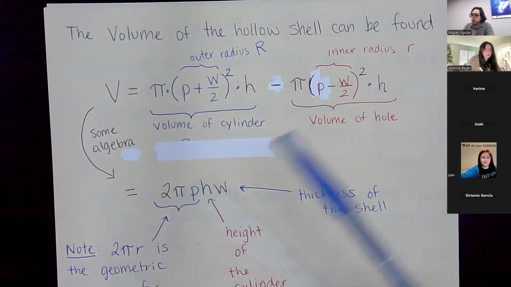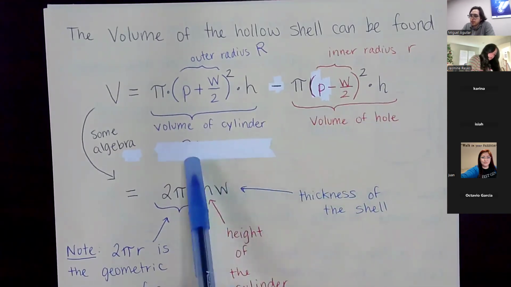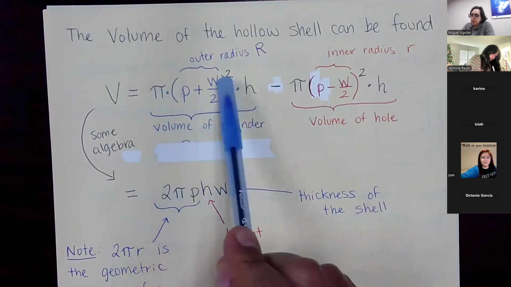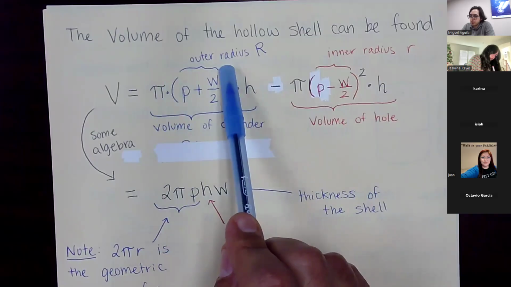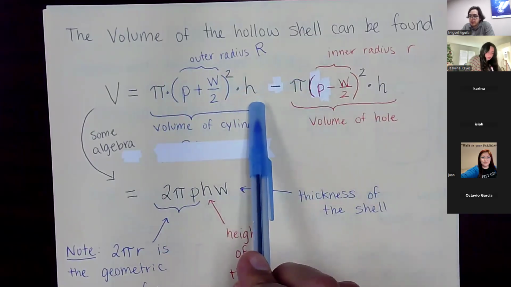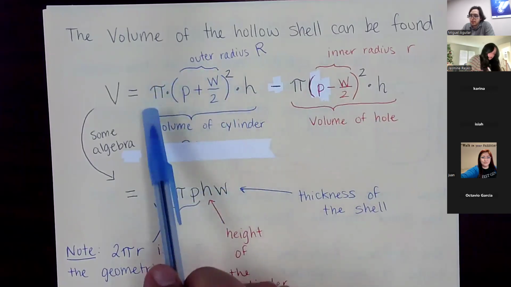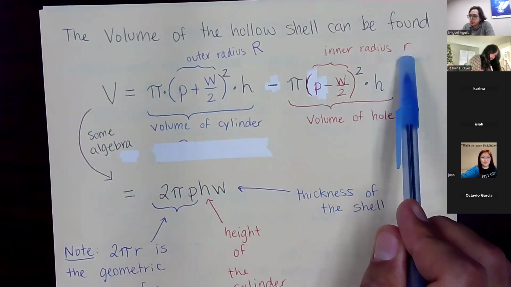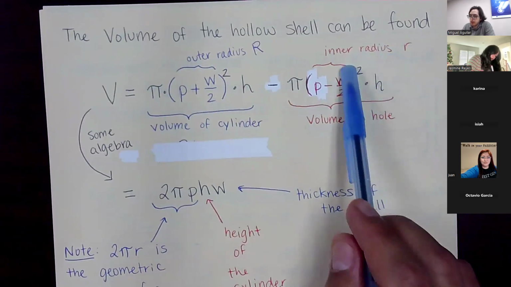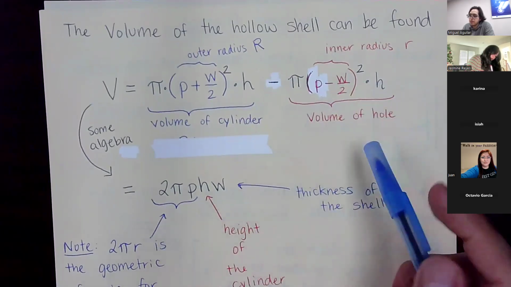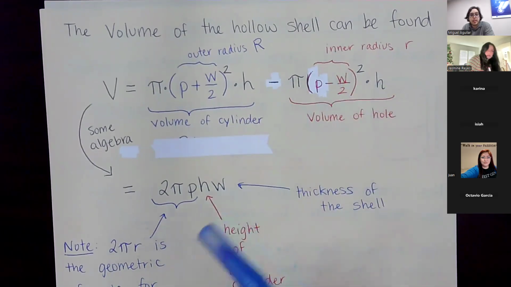Like I said, if you wanted to get the volume of this shell, all we need to do is take the volume of the cylinder, which is pi times the radius squared times the height, and that gives us the outside cylinder. And then pi times the radius of the inner hole squared times its height gives you the hollowed out inner cylinder. Then you just subtract that inner cylinder to make a hole in that general shape. Does that make sense?